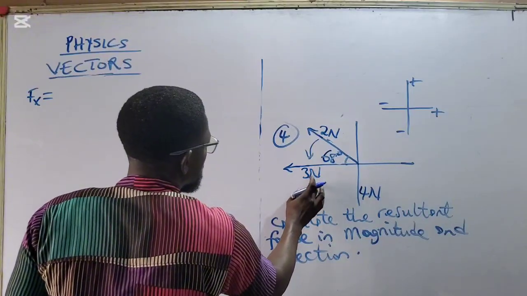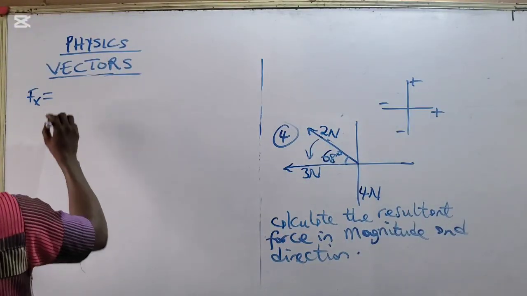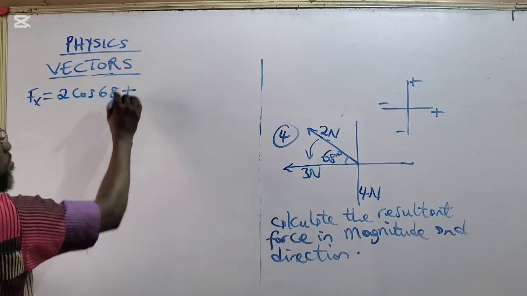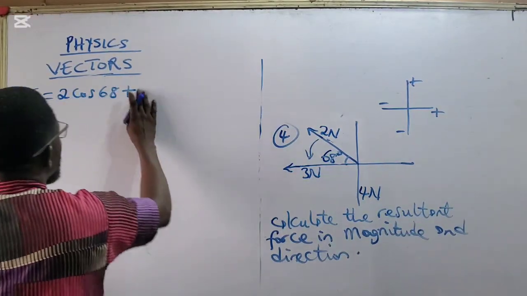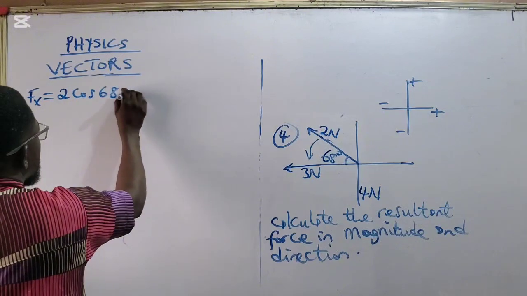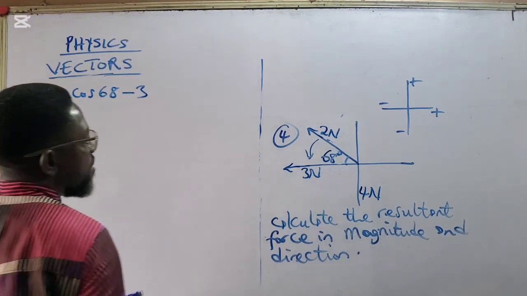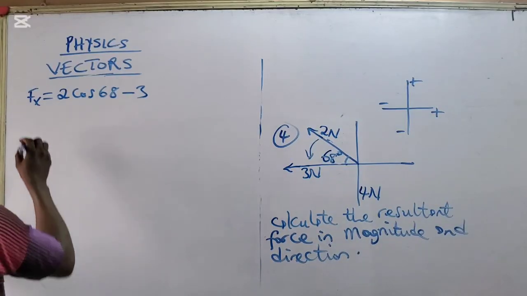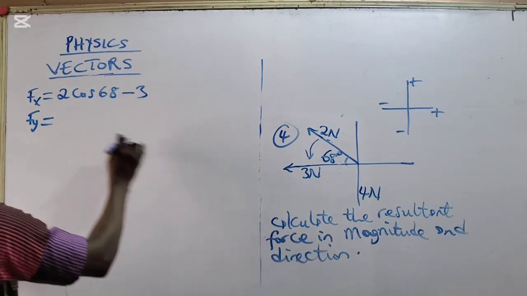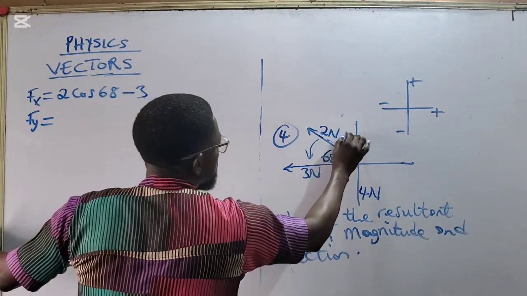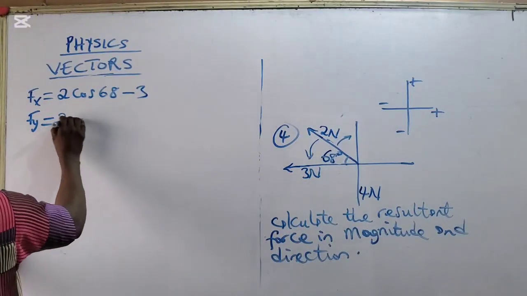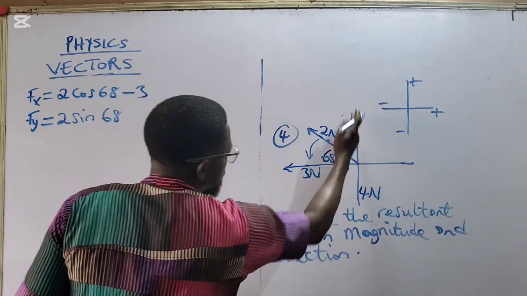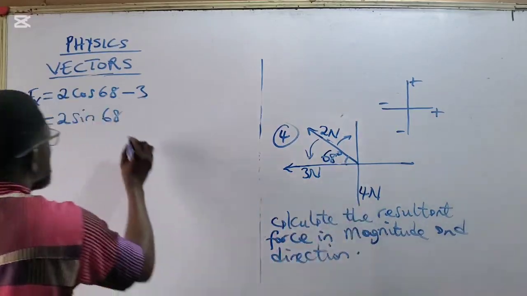We have the 3 Newton force there. Resolve the 2 Newton down. We get 2 cos 68 plus, okay, it's on the negative part now, so minus 3. So that's what we have there. Then resolve to the vertical direction Fy, that's this way now. We have 2 sine 68. We have a 4 Newton force along that path in the negative direction.